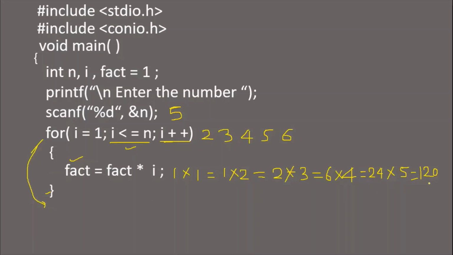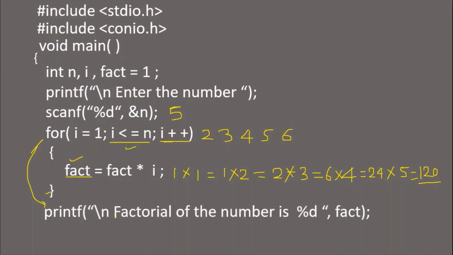Here is the result. The result 120 is in the variable fact. So we will write the statement printf, the factorial of a number is percentage d. And what is percentage d? Percentage d is replaced with the value of fact. So the value of fact is 120. So the result will be: factorial of a number is 120. We have discussed here for the value of 5. You can enter any number and this same program will work for all integer numbers. The last statement is getch, which will hold the output on screen, and the main function is closed by writing the closing bracket.